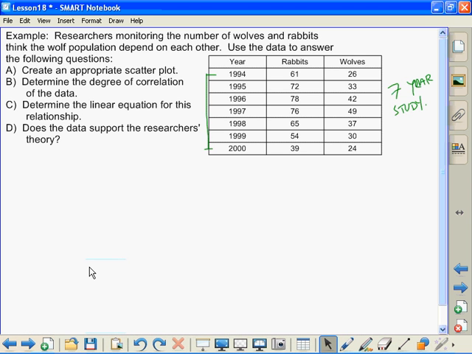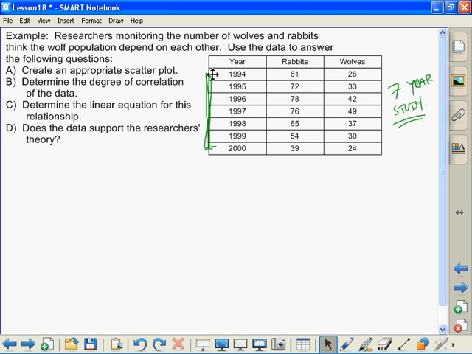All right, in the next example here, we have researchers who are monitoring a number of wolves and rabbits, and they have put together a hypothesis that the wolf population depends on the rabbit population. So they've collected the following data, and one of the things I want to point out here is that if you look at this study, it only extends for 7 years. It is a longitudinal study, but in terms of longitudinal studies, a 7-year study is a pretty narrow window, so just keep that in the back of your mind when we're going through this.